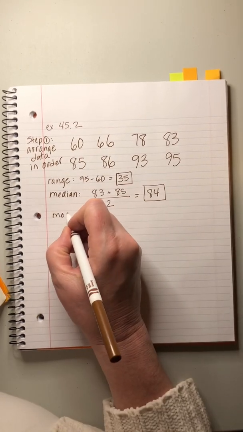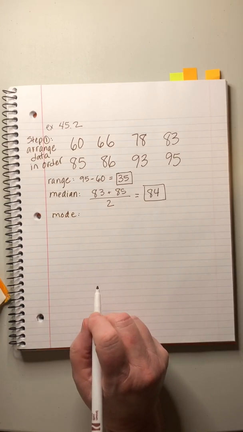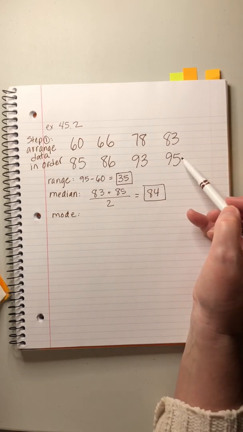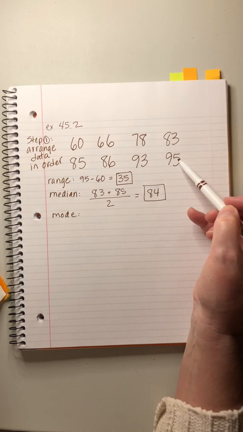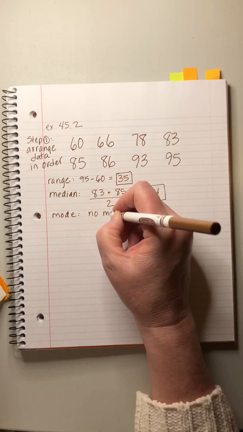The mode. Which is the most popular score? Well, no, there's no repetition at all in these, right? The one that's most repeated is the mode. There's none that repeats, so we say there's no mode. Isn't that weird?